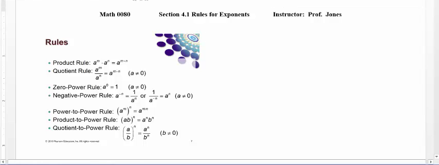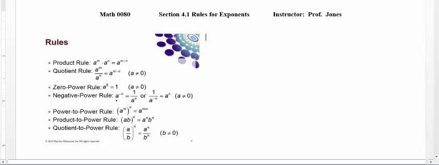Section 4.1, we want to look at rules for exponents. We have a product rule that says when we multiply exponentials, we add the exponents. We have a quotient rule, which tells us when I divide exponentials, I subtract the denominator exponent from the numerator exponent. And of course, I can't divide by 0, so this base a can't be 0.